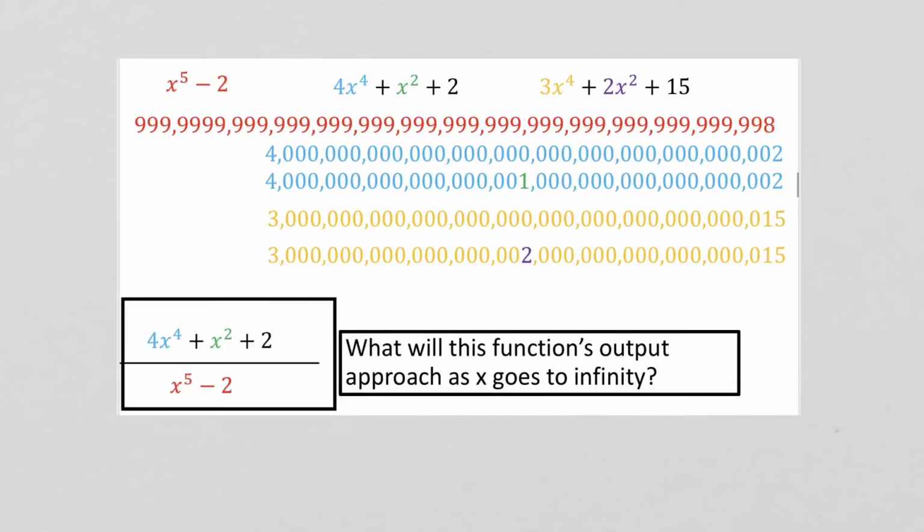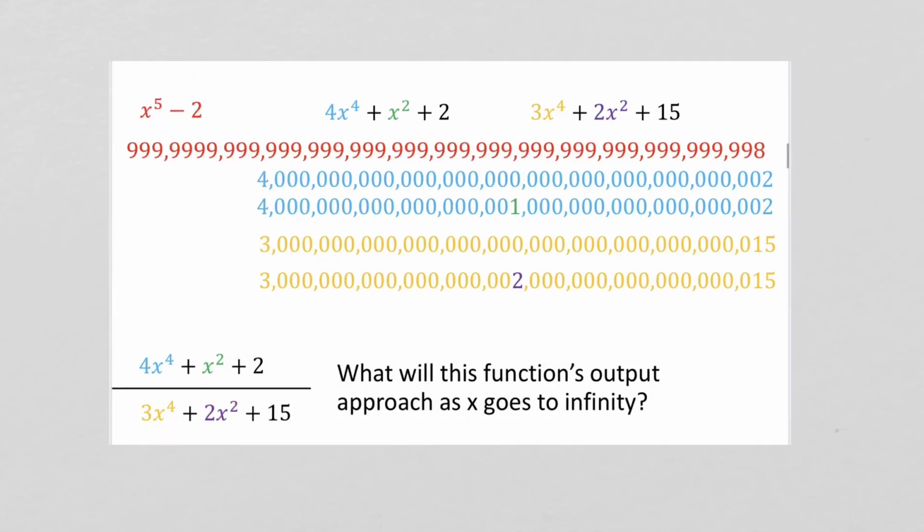So if we take 4x to the fourth plus x squared plus 2 divided by x to the fifth minus 2, what's this going to approach as x goes to infinity? Well, it's just going to approach 0. Because the bottom is going to become so much bigger than the top, so when we divide them, we're going to end up with an output close to 0.